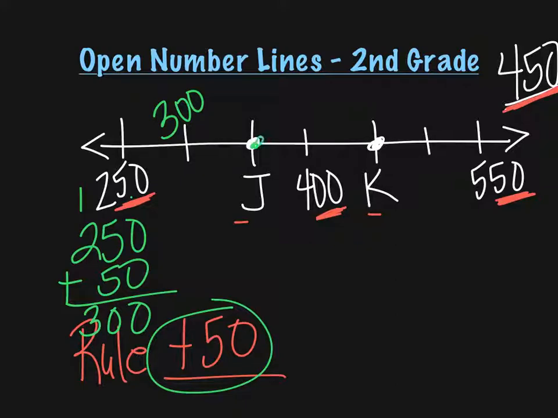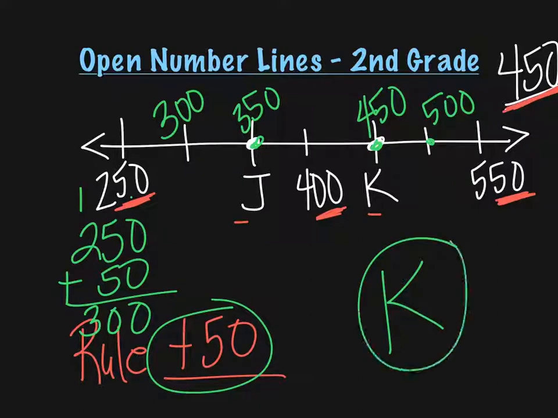What would this one be? Good. 350. Then we have 400. What would this one be? Good. 450. This one? Good, 500. Excellent. So which letter represented 450 on this number line? That's right. It was the letter K.